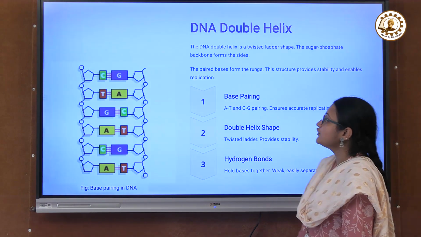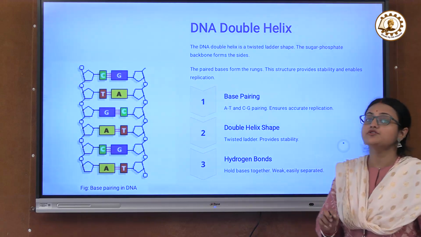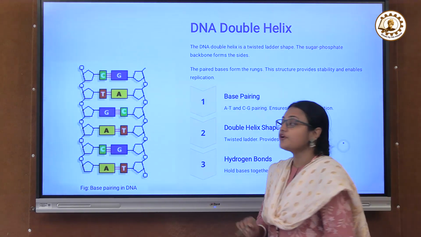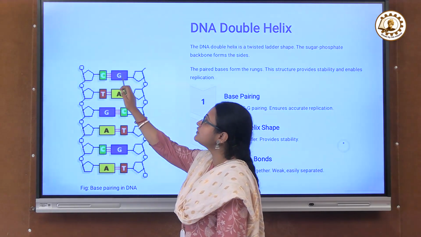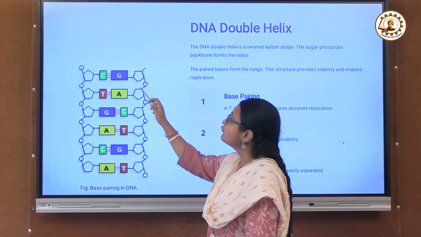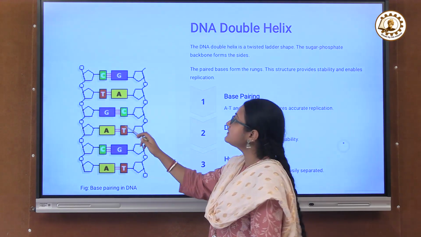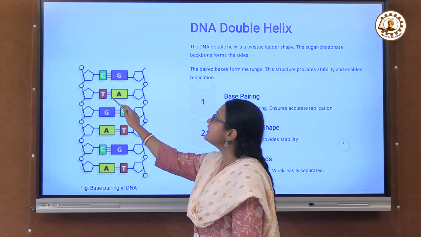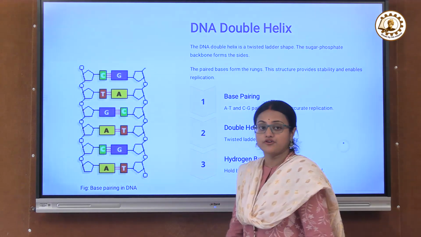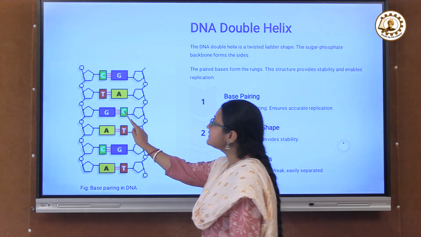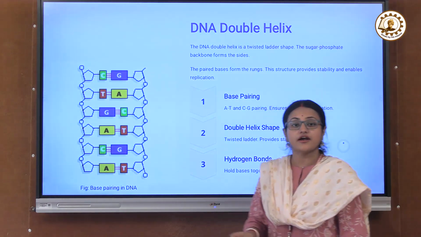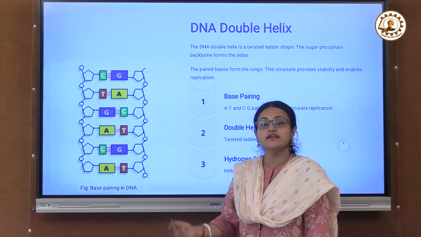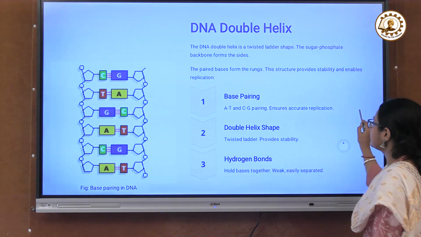DNA double helix. The DNA double helix occurs due to base pairing. For base pairing, the 2 nucleotides join together with hydrogen bonds. You can see between G and C there are 3 hydrogen bonds, and between T and A there are 2 hydrogen bonds. So between G and C or C and G there are 3 hydrogen bonds. Between A and T or T and A there are 2 hydrogen bonds.